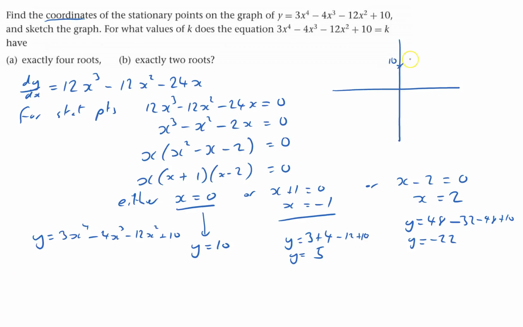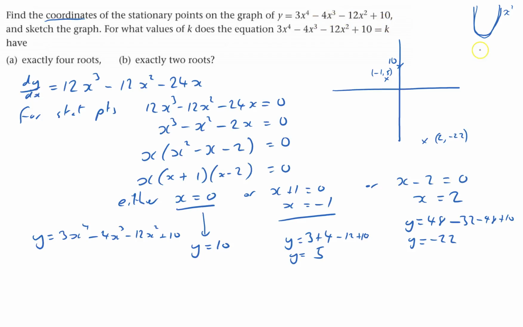So plot those points. I've got 0, 10, which is here. So that'll be 10 up there. And I've got minus 1, 5, something like that, and I've got 2, negative 22, somewhere down there. It's a positive quartic, so x to the power 4. On a normal one, without the other bits, it's like an x squared, and x to the power 4 is just a bit steeper.